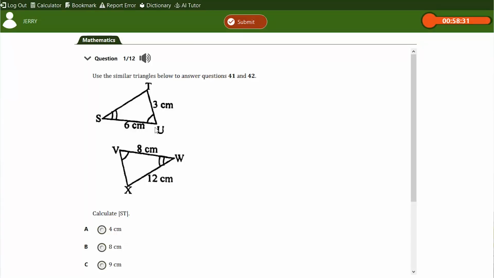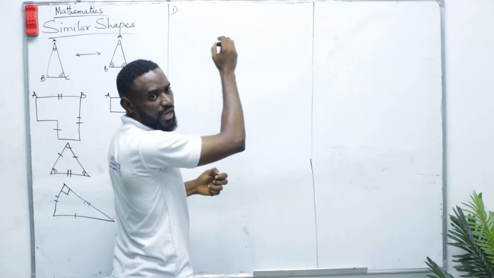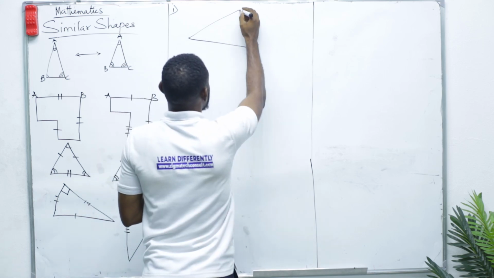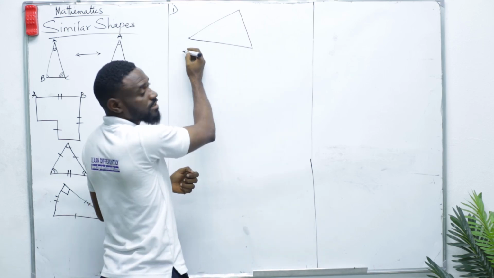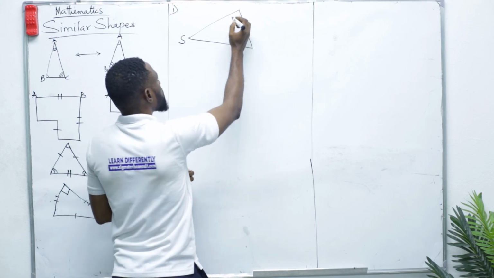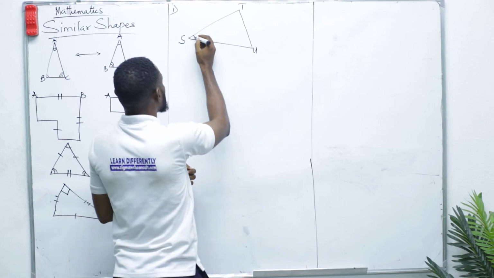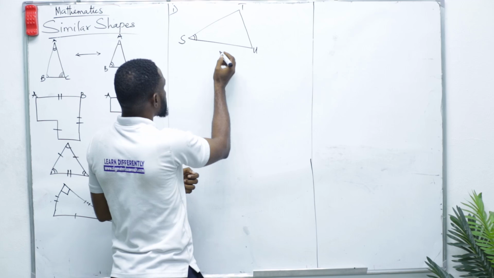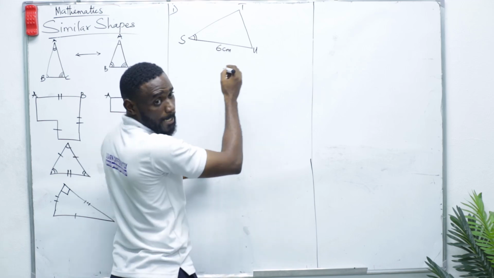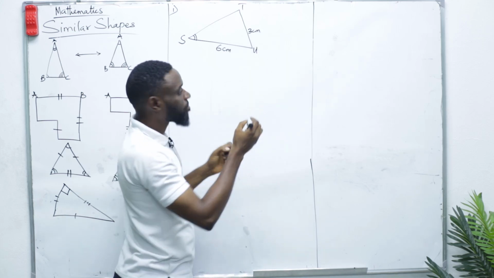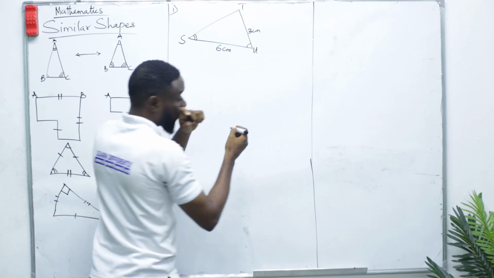So, see what we're going to do. Now, look at this. Let me draw that triangle here. We have this, this, and this. Okay, and they say it is STU. This side is 6 cm, and this is 3 cm. Okay, we have 1 stroke here, right?